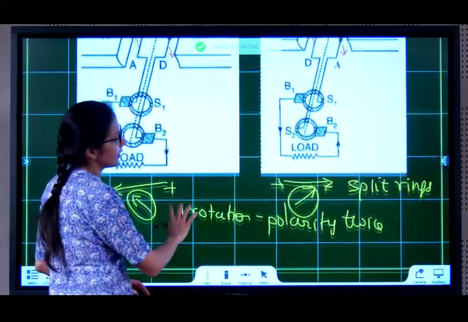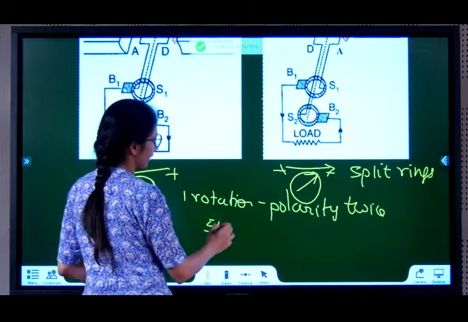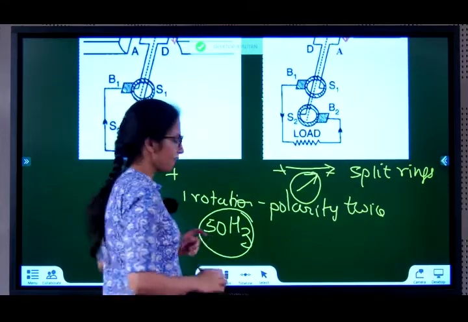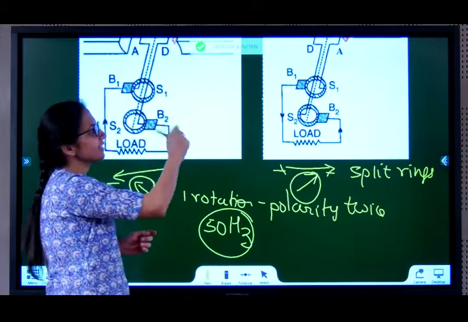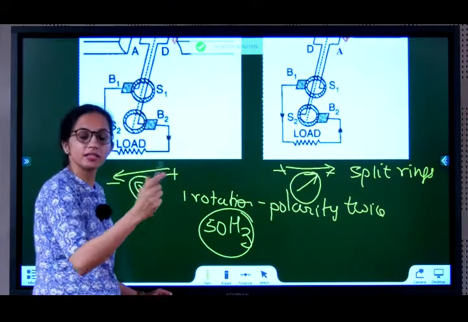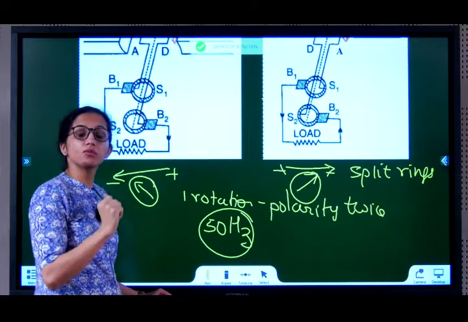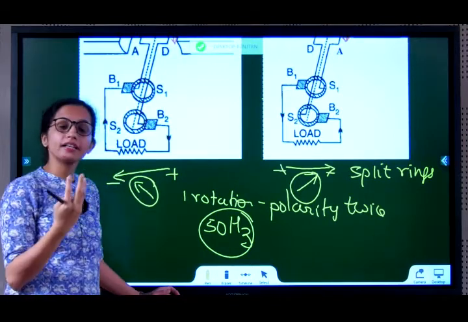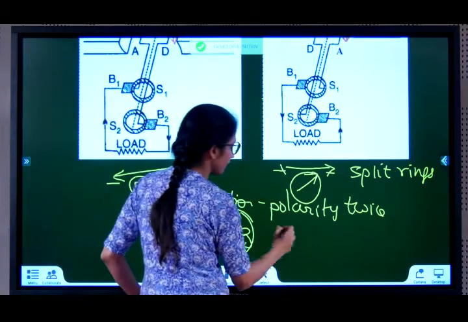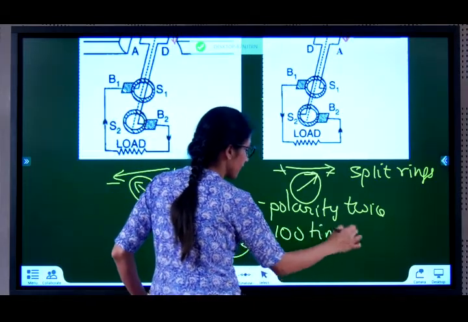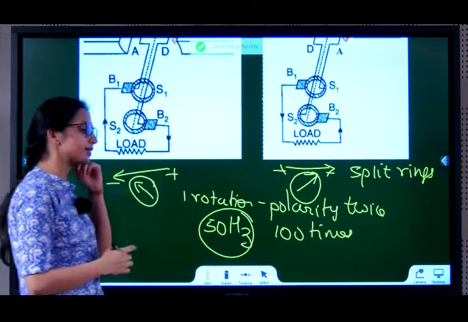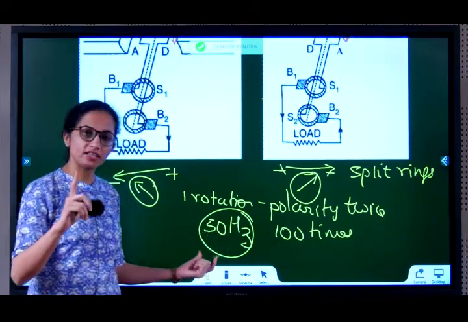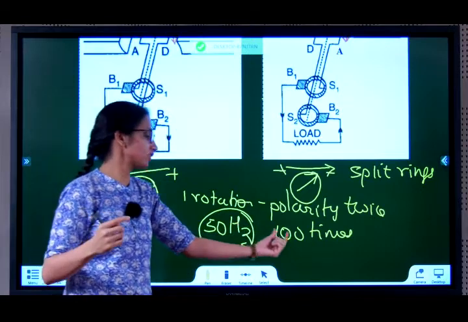In India, the electricity we get in our house comes at the frequency of 50 hertz. 50 hertz means 50 cycles in 1 second. This will rotate 50 times. 50 times means how many times will the current change in 1 second? 100 times the current will change in 1 second, because each time it turns, it is 2 changes.